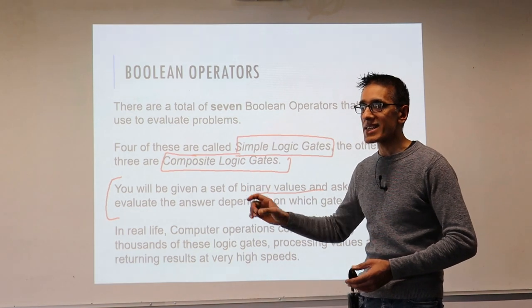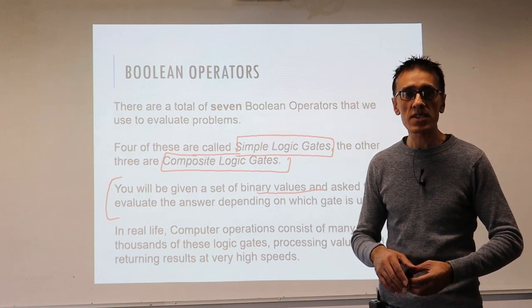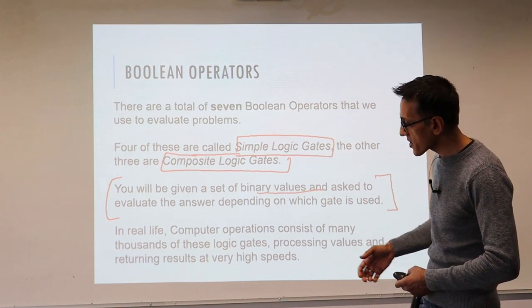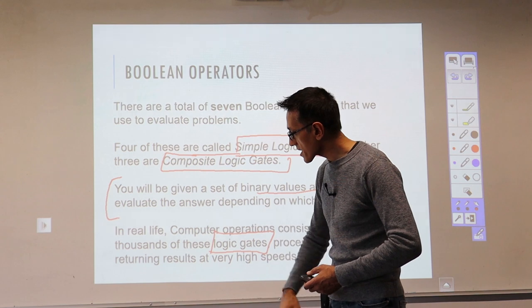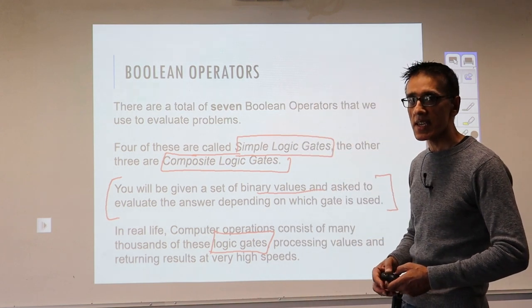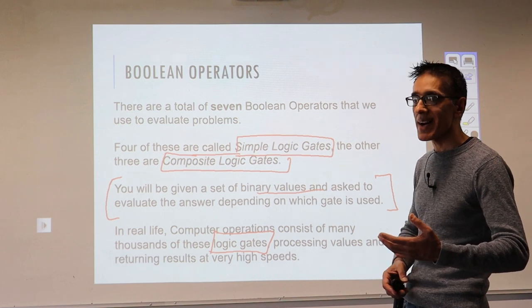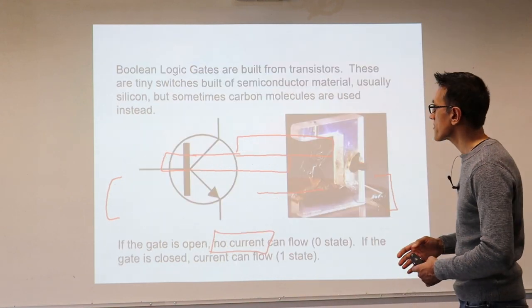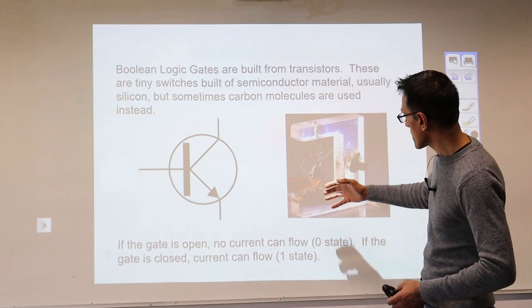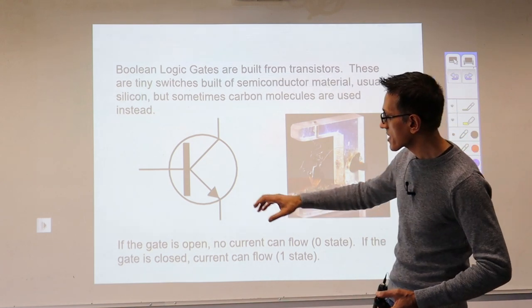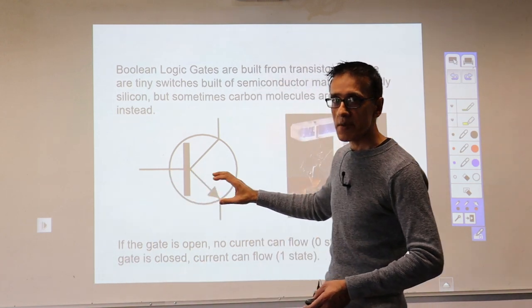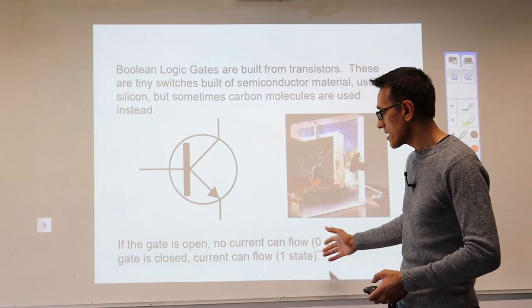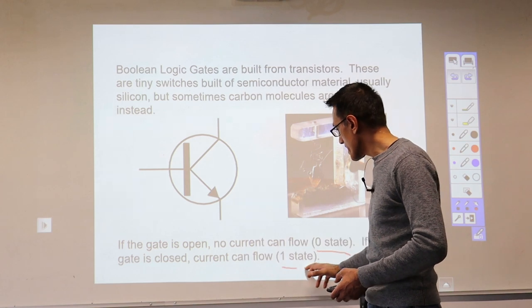The computer, at any given microsecond or even smaller, has to evaluate thousands and thousands of these at any one time. It does this through the use of logic gates, the circuitry that's created inside the CPU. The circuitry has the ability to manipulate and work out these gate values for us. They're made up of, here's an old transistor, and this is a symbol that you'll see inside electronic schematic diagrams. If the gate is open, no current can flow, it's in a zero state. If the gate is closed, the current can flow, it's in a one state.